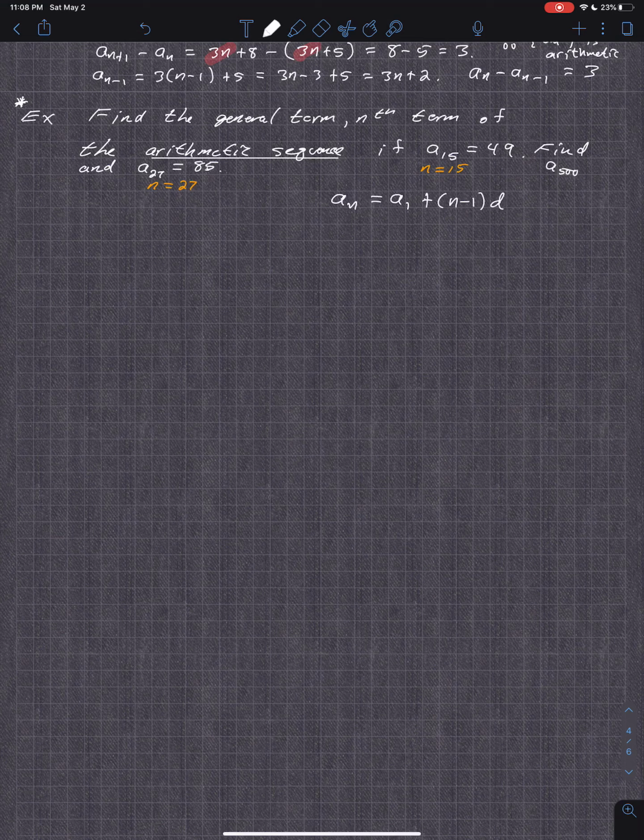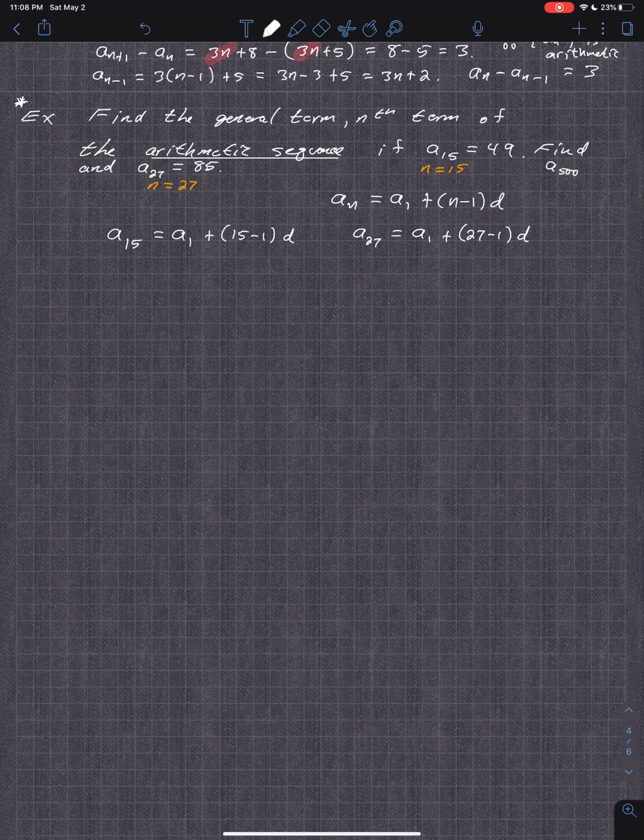So we have A15 is equal to A1 plus, and then it's n minus 1 times d. But our n is what? It's 15, exactly. And then let's move this over a little bit. And then we know a sub 27. So a sub 27 is a1 plus, and then 27 minus 1 times d.